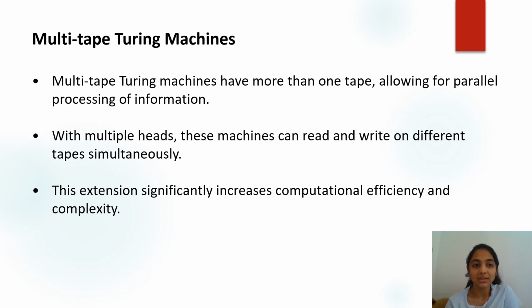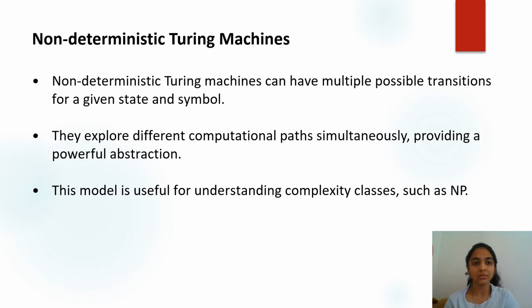Multi-tape Turing machines. Multi-tape Turing machines have more than one tape, allowing for parallel processing of information. With multiple heads, these machines can read and write on different tapes simultaneously. This extension significantly increases computational efficiency and complexity.